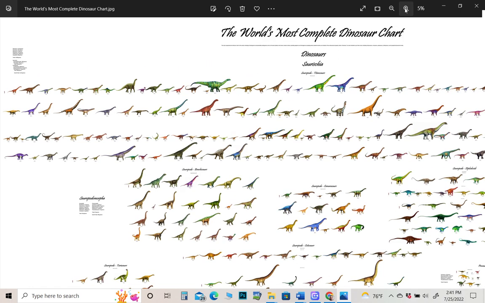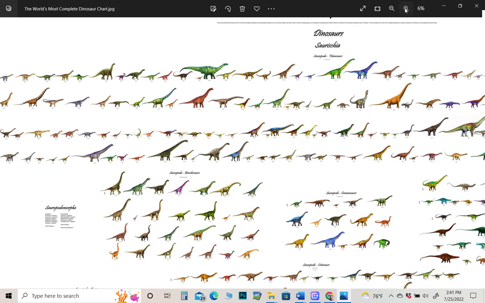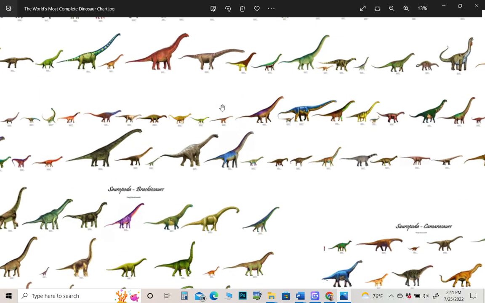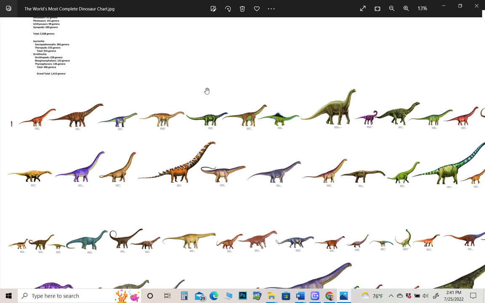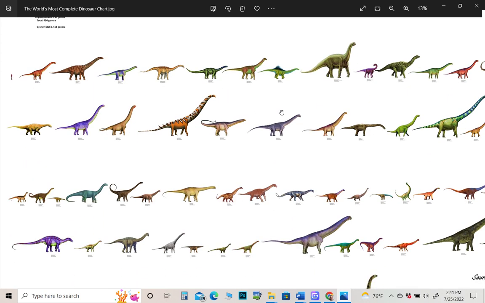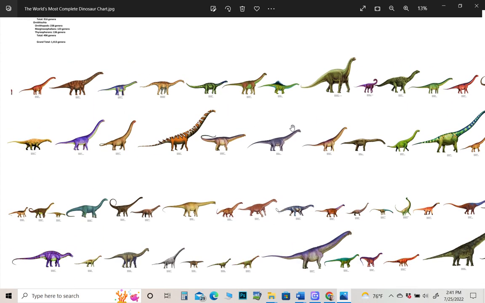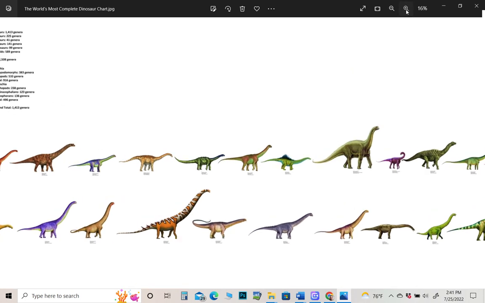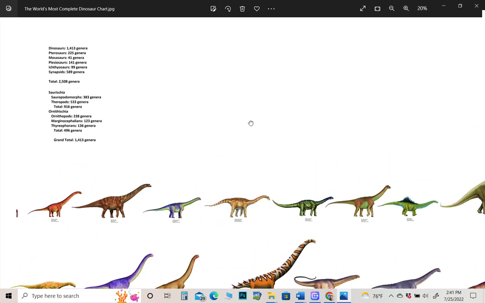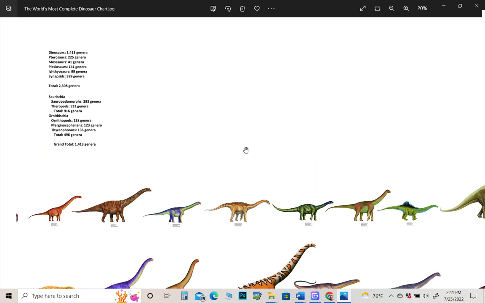Sorry, it's quite humongous. If this thing were printed out, it would be something like 30 feet tall, actually. So I may make some commentary on the charts as I go along, and maybe on individual dinosaurs. For the most part, though, I'm simply going to be reading off the genus names and moving on, because there are a total of 1,413 dinosaurs on this chart, as well as 2,508 animals.